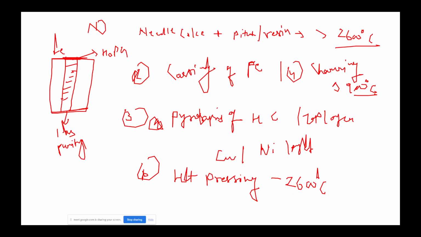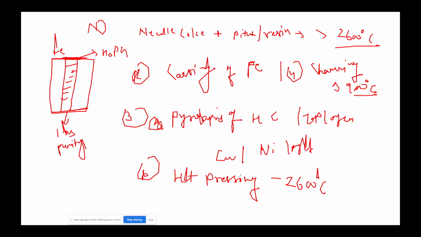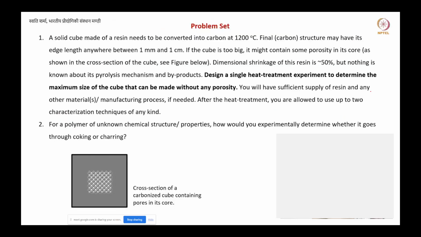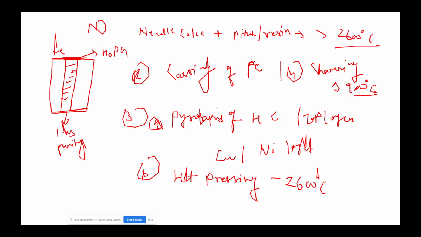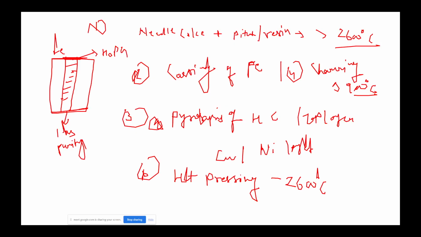The material is needle coke plus pitch or resin, and then for methods you can go for casting. The parameters and manufacturing steps are casting and pyrolysis, then hot pressing, and then curing. These are required in order to manufacture whatever is given in the problem statement. I hope it is clear.